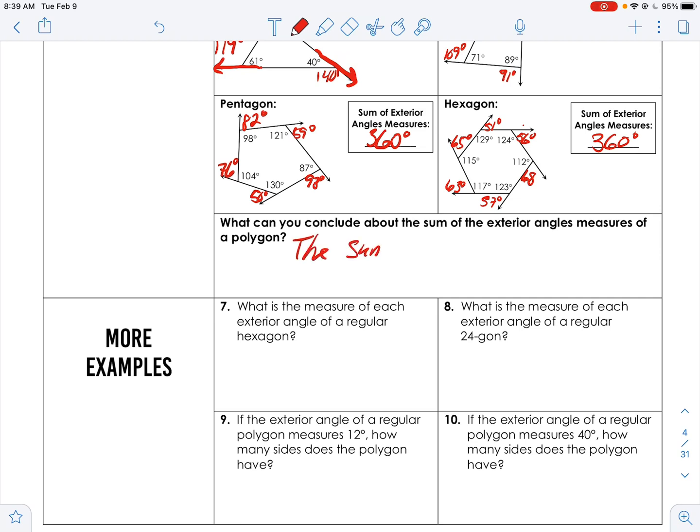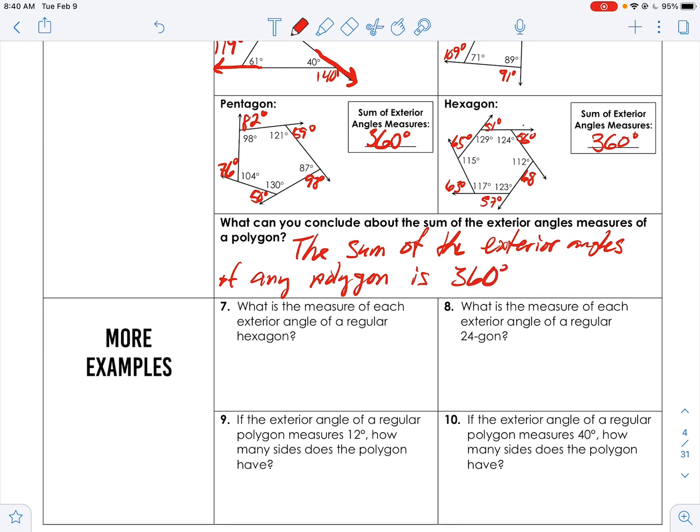Well, the sum of the exterior angles of any polygon is 360 degrees. Boom. So what is the measure of each exterior angle of a regular hexagon?